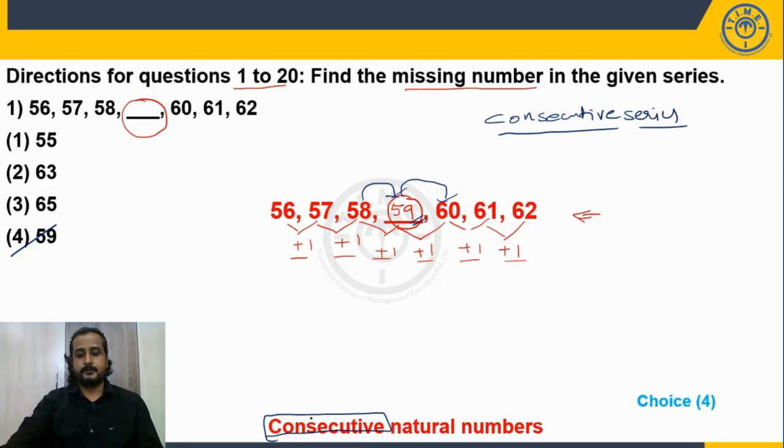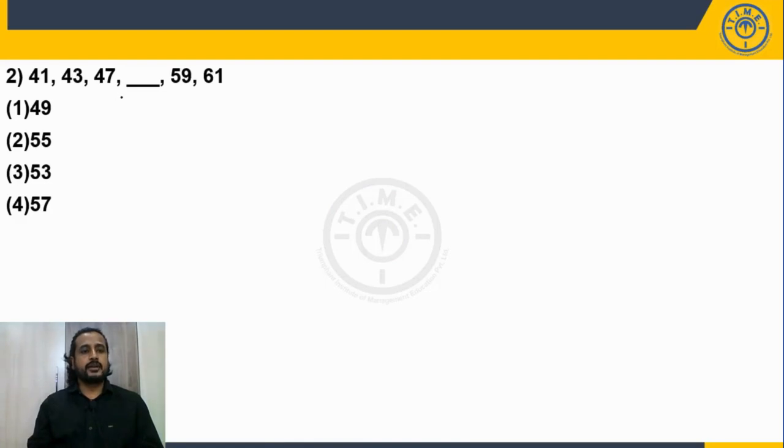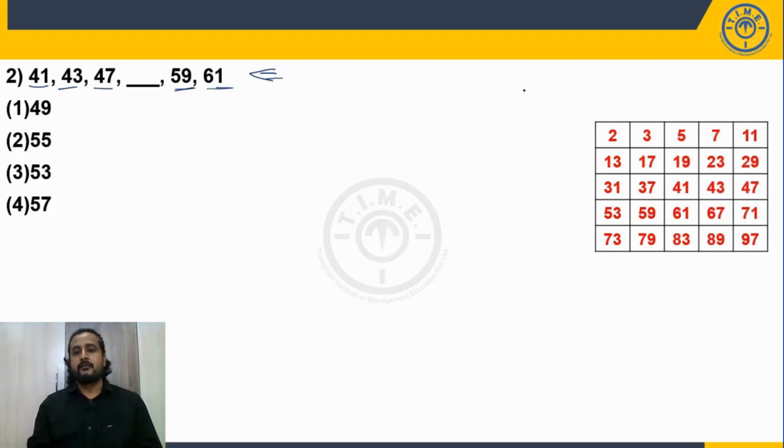Clear? Let's see question number 2. 41, 43, 47, 59, 61. Let's check whether the numbers themselves follow any specific pattern. We have discussed earlier that when a prime number series is given, it won't follow any specific pattern, so we have to remember the prime numbers. What are the prime numbers that we have to remember? The prime numbers between 1 to 100 we need to learn by heart.